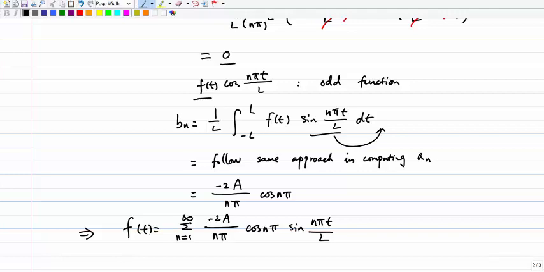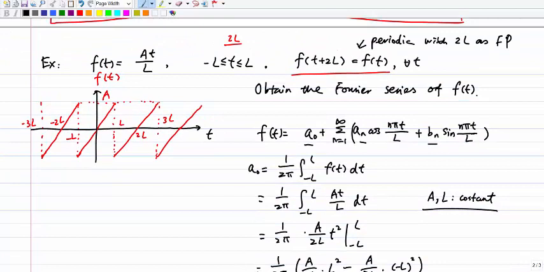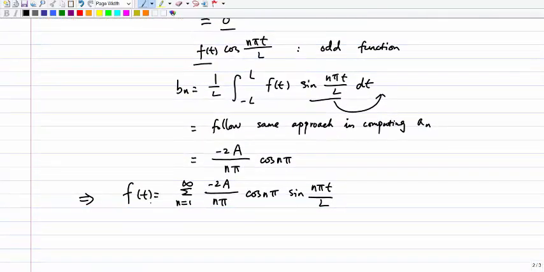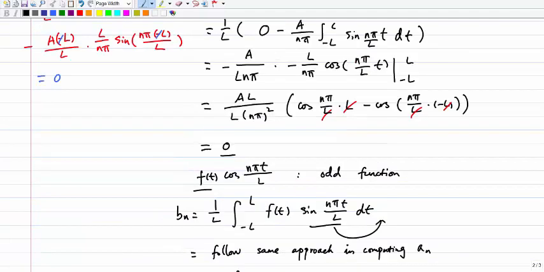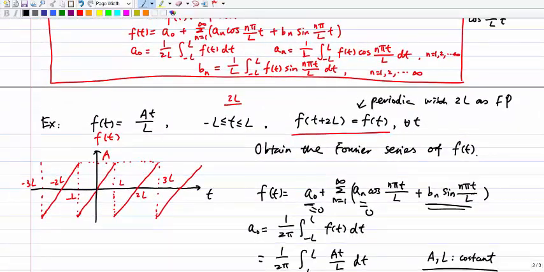So if you replace that f(t) and go back to the original form, my a0 is 0, an is also 0. The only non-zero part is the Bn. So f(t) is just equal to the summation from n equals 1 to infinity of the second part, and only this part. Here I just replace Bn by negative 2a over n pi times cosine n pi. Don't forget about sine n pi t over L, that's coming from here. So this is all Bn.